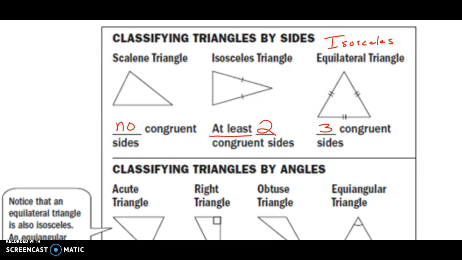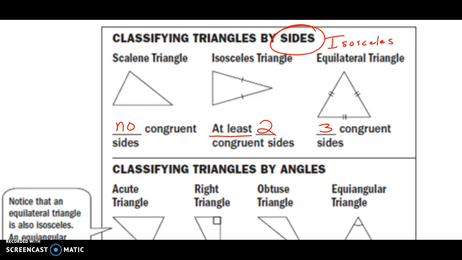Now, does it work backwards? Does the converse of that statement work? No. Is an isosceles triangle an equilateral triangle? Not necessarily. It could be if all 3 sides are congruent, but not always. Okay. So this is how we classify by sides. Circle that. There's 3 ways that you can classify a triangle by its sides, and that's scalene, isosceles, and equilateral.